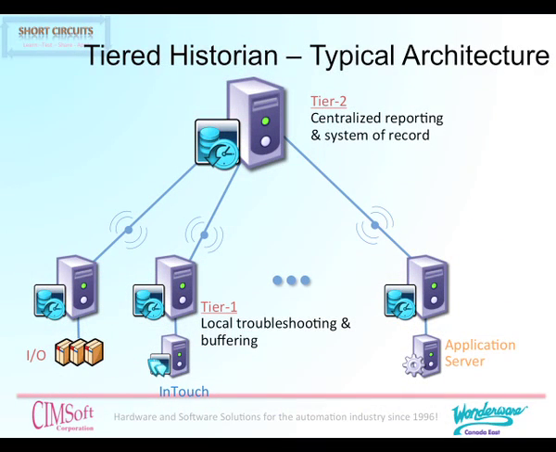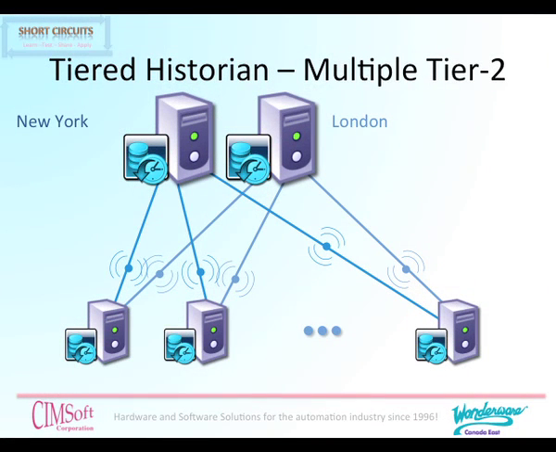A typical architecture of a Tier 2 historian looks like this. You have a Tier 1 historian that is collecting data from either perhaps Application Server or InTouch, and that data is then being pushed or replicated back to a Tier 2 server, which could be used for, in this example, centralized reporting or a system of record. Another example could be that you would have multiple Tier 2 historians, perhaps as in this example, one in New York for report generation purposes in the US, and one in London for report generation purposes for Europe.